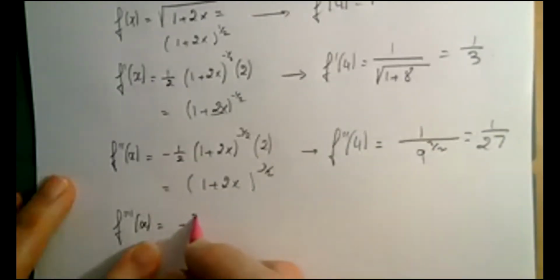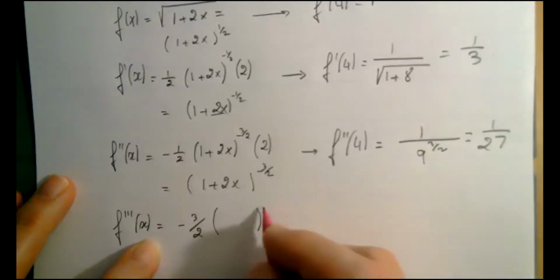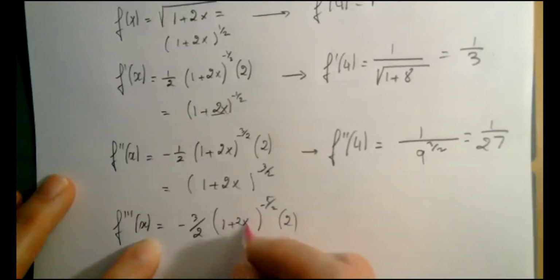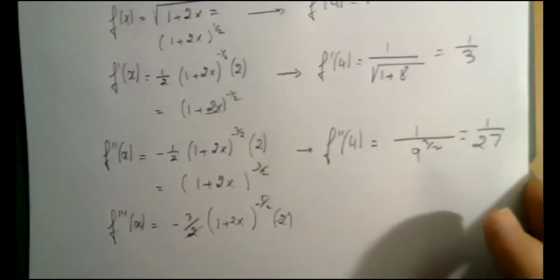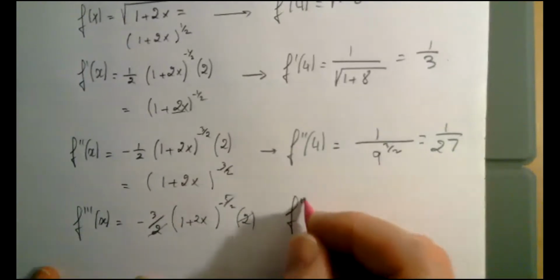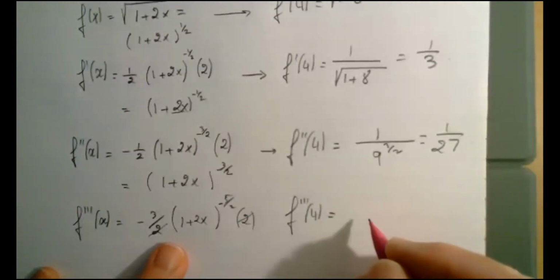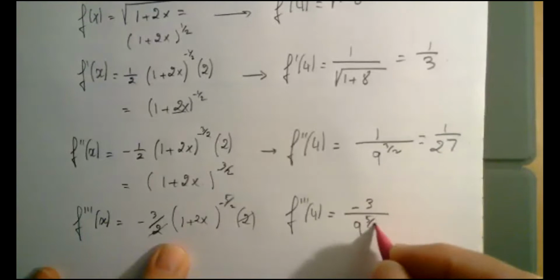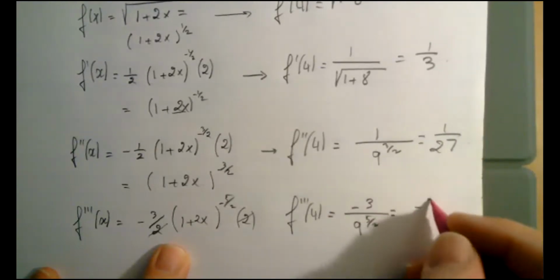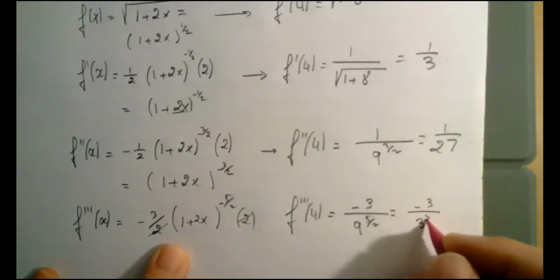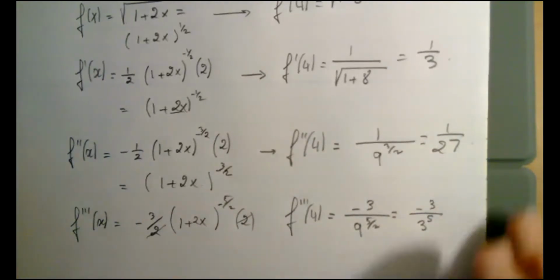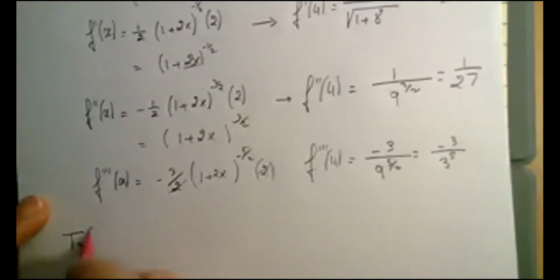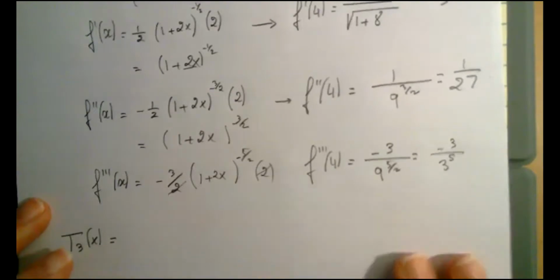So finally, the power to the minus 5/2 times the derivative of the inside. Those two are simplifying. And this gives me that the third derivative at 4 is minus 3 over 9 to the power 5/2, which is minus 3 divided by 3 to the power 5. And this will basically give me the third derivative. And then you can check the website I gave you to make sure we're not goofing.